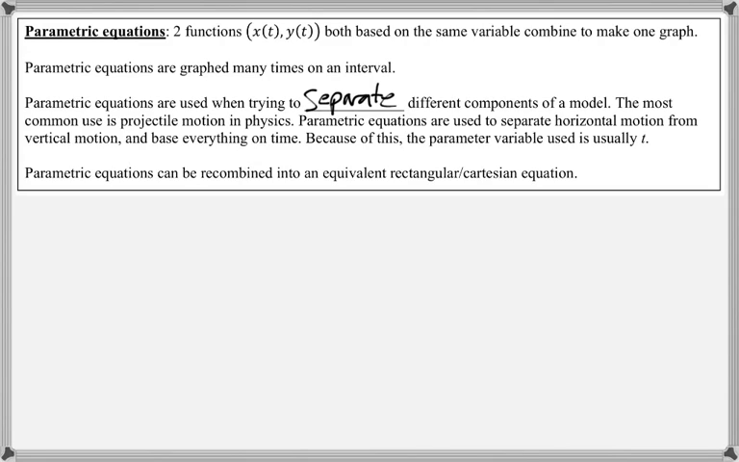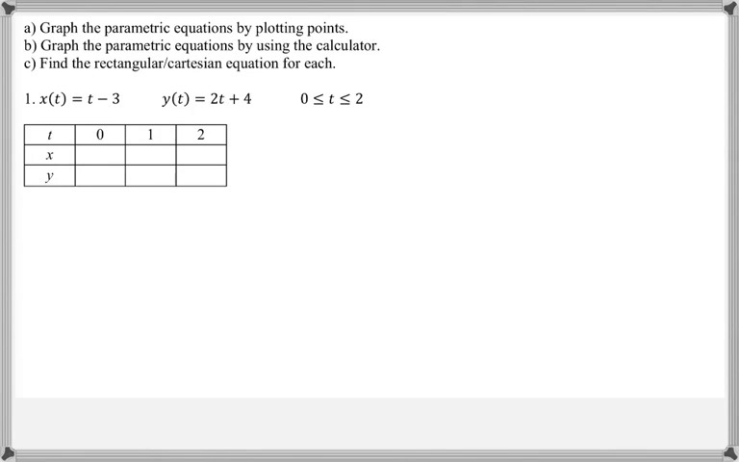And then parametric equations can be recombined into an equivalent rectangular equation, very similar to how our polar equations had equivalent rectangular equations. So do our new parametric equations. So for question 1, they want us to graph the parametric equation by plotting points, then graph the equations by using the calculator, then find the rectangular or Cartesian equation for each.